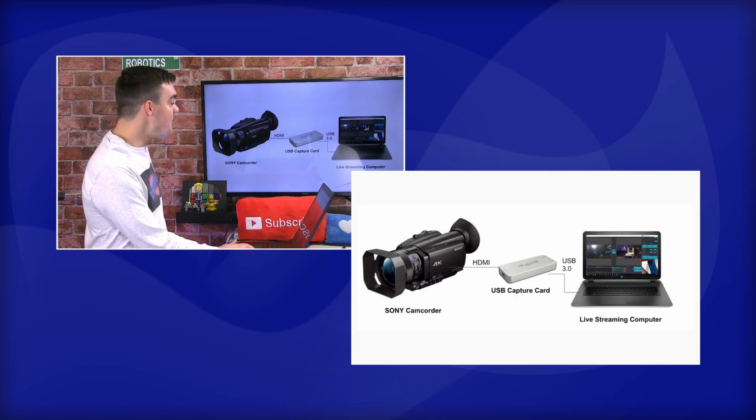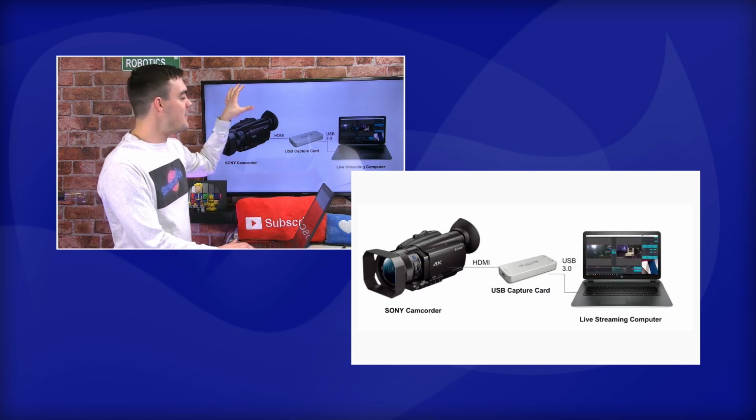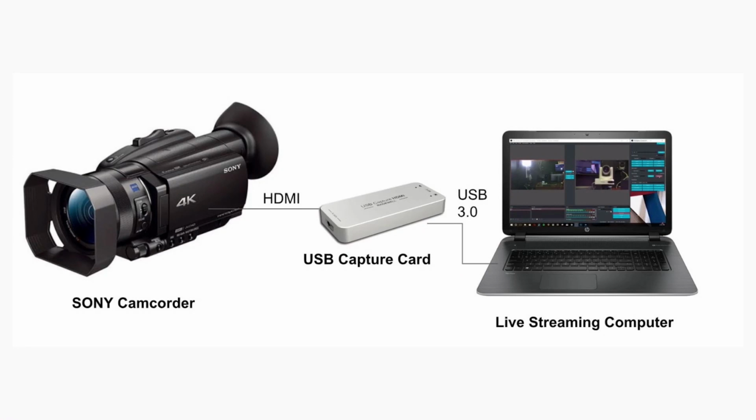Now, a step up would be a camcorder with an HDMI to USB 3.0 capture card. So what this allows you to do is use a more professional camera that has optical zoom, that can zoom in, and this allows you to capture that video, because this camcorder was really meant for, let's say, home videos, or maybe if you got a more professional one, professional videos. But it wasn't meant to do live streaming.